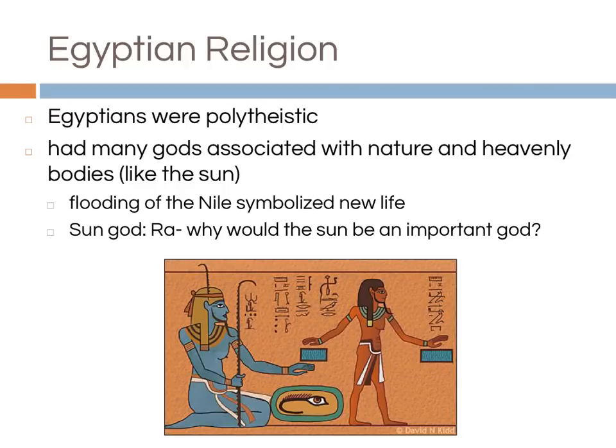And if you think about why the sun would be an important god, it kind of makes sense because the Nile, really important for farming, the sun, equally important for farming.